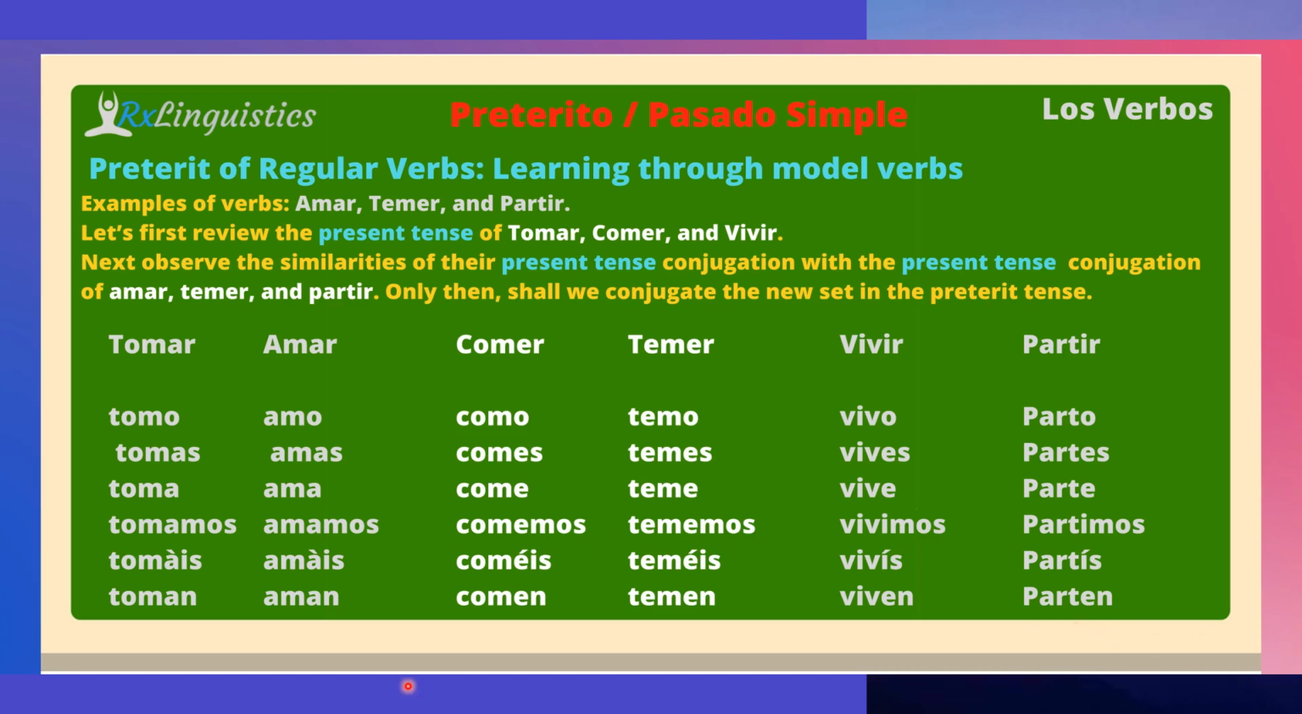So you can mute and take note of these six verbs: toma, ama, comer, temer, vivir, and partir, and review them later. When you see them, you will recognize them, and you can also use them as models for regular verbs that have the same pattern.